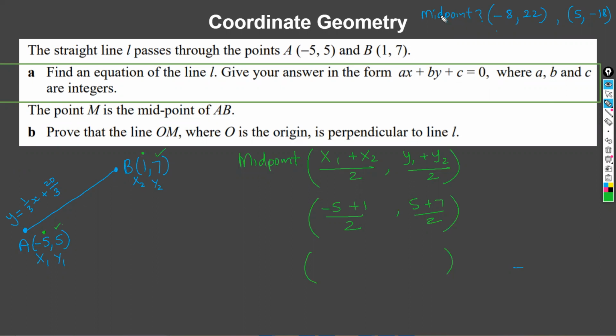I don't think we'll get any of these answers. Minus 5 plus 1 is minus 4. Minus 4 divided by 2 is minus 2. 5 plus 7 is 12. 12 divided by 2 is 6. So it is minus 2 and 6. How come so many people got this and rare people got this? But to me, I don't think I made any mistakes there. The midpoint, I'll put the letter M, is minus 2 and 6, right?